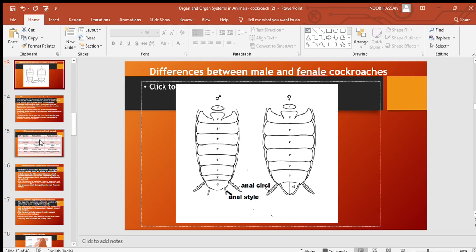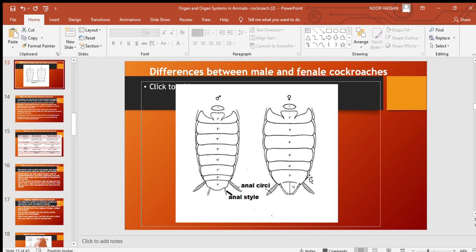Shall discuss now about the differences between male and female cockroaches. So this is the diagrammatic representation of a male cockroach, and this is the female cockroach. And in both male and female, we can observe many differences, particularly in the abdominal region. In male cockroach, 9 abdominal segments are visible, but in female, only 7 are visible.